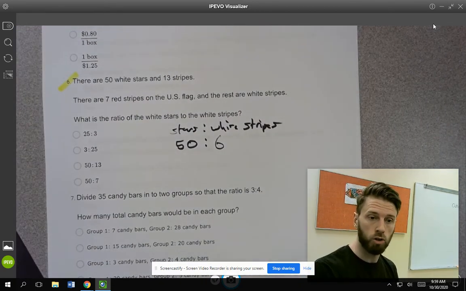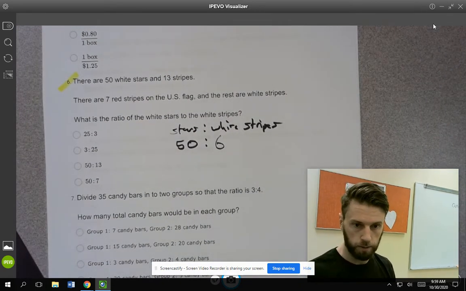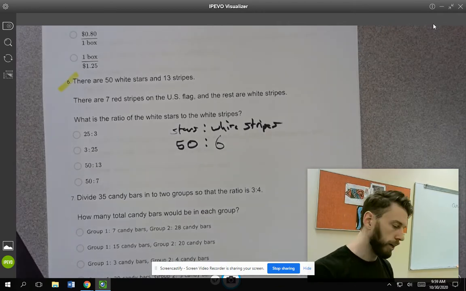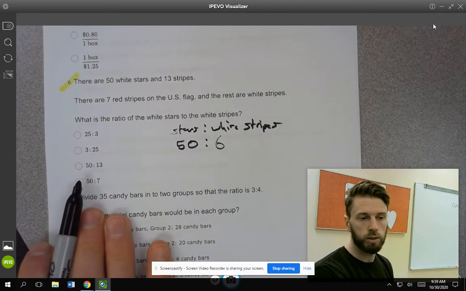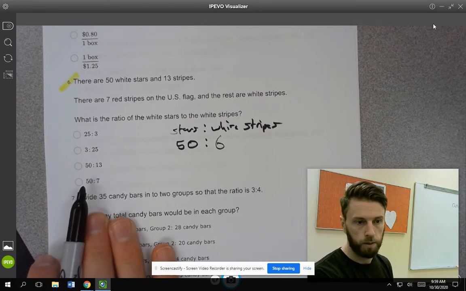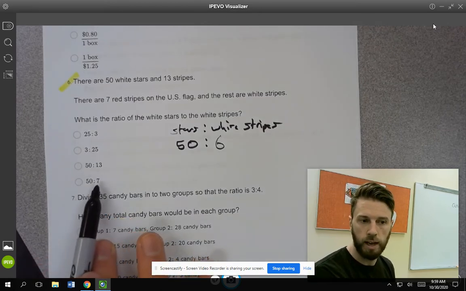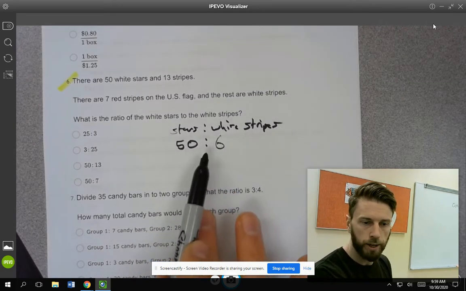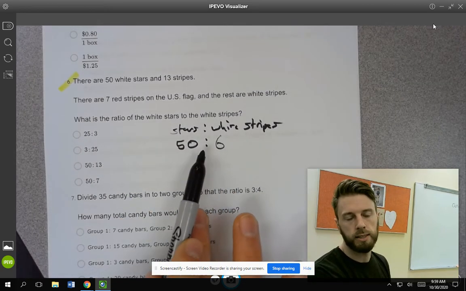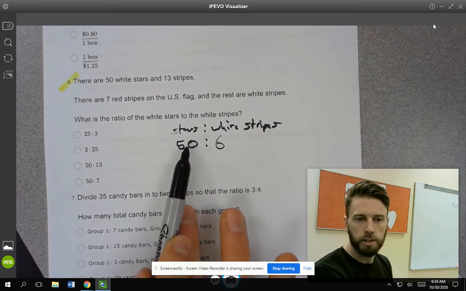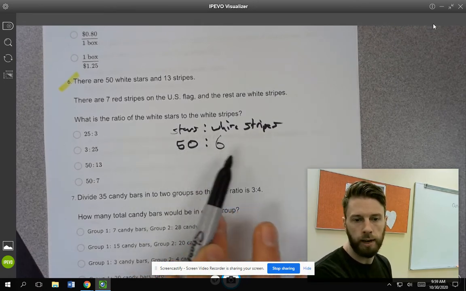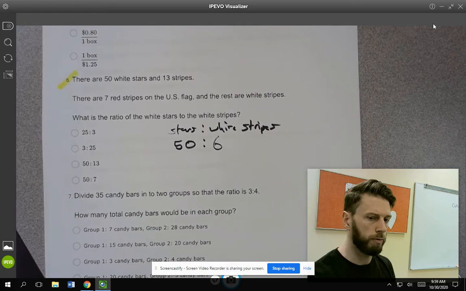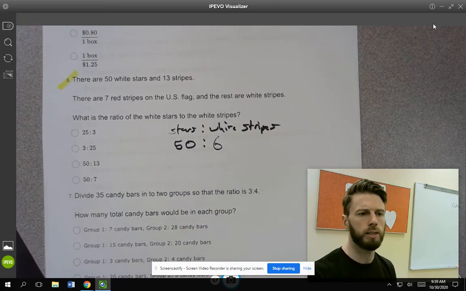So the ratio of stars to white stripes is 50 to 6. Now, if we look over here at our answers, we don't see a 50 to 6. That does not mean that we just pick 50 to 7 because it's closest. Usually, if we don't see our ratio in our answers, it means that this needs to be simplified, right? So maybe it's not 50 to 6, but maybe these two got divided down by something to find a more simplified version of that ratio. I'll leave you guys to find that one.